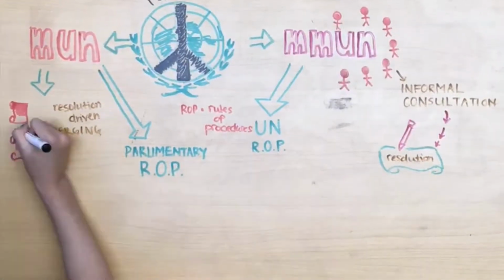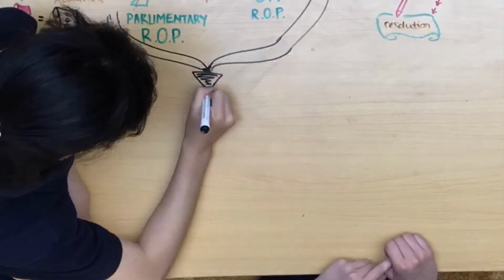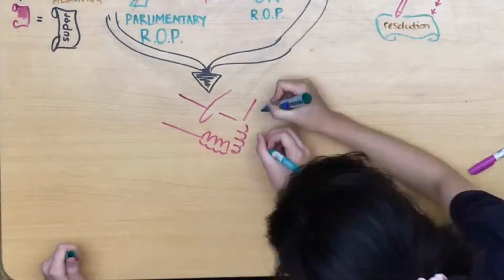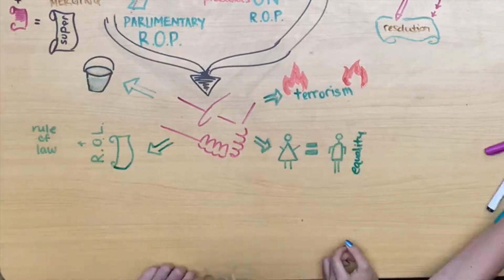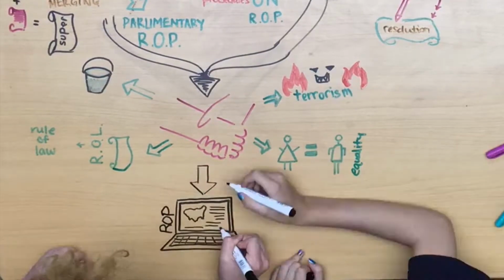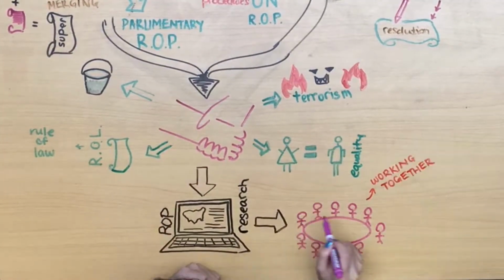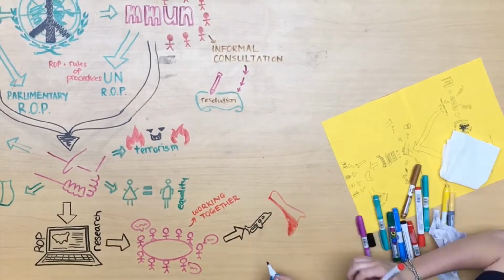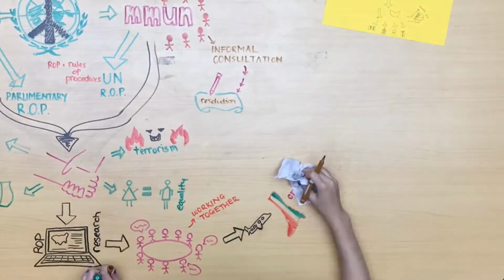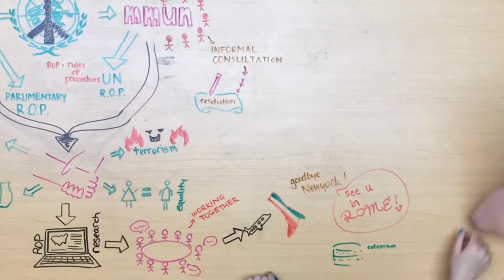Together with different countries, we have found solutions to problems such as terrorism, gender inequality, lack of rule of law, and lack of sanitation. First, we will research the countries that we represent. We will discuss the problems with other delegates to find out the solutions. And then we'll fly to Rome for an official meeting. Goodbye America, we'll see you in Rome.